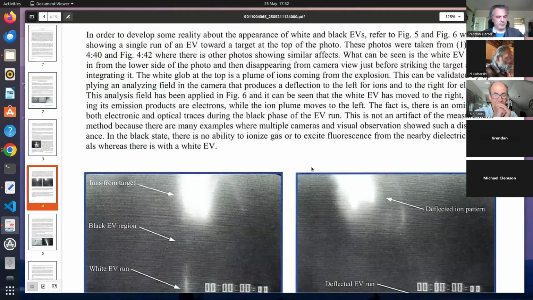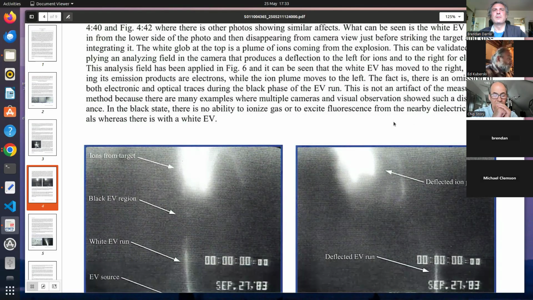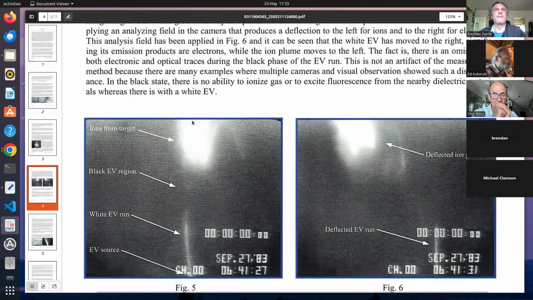The fact is there is an omission of both electronic and optical traces during the black phase of the EV run. So again, the black runs are something we really need to study. This is not an artifact of the measurement method, because there are many examples where multiple cameras and visual observations showed such a disappearance. In the black state, there is no ability to ionize gas or to excite fluorescence from the nearby dielectric materials, as there is with a white EV.